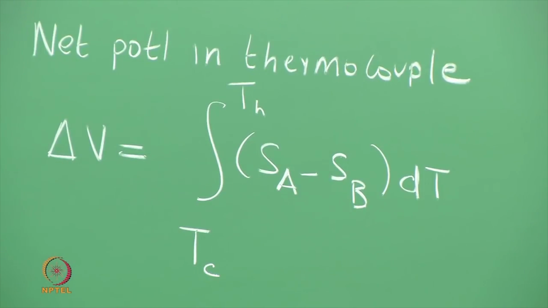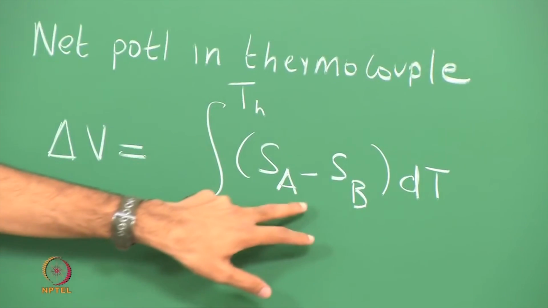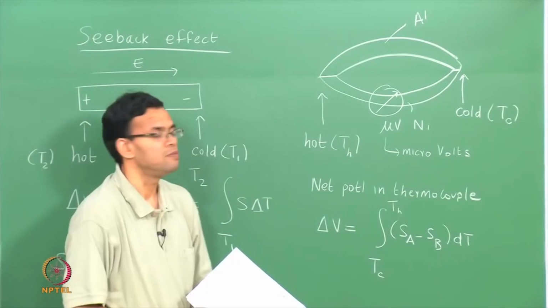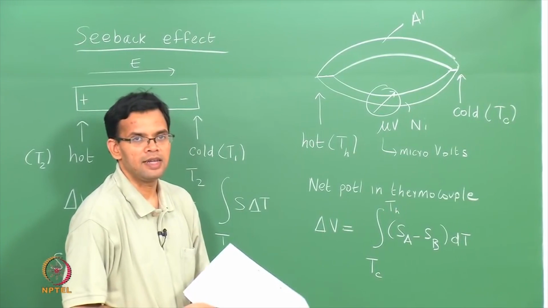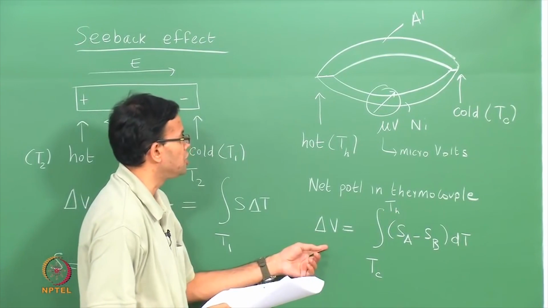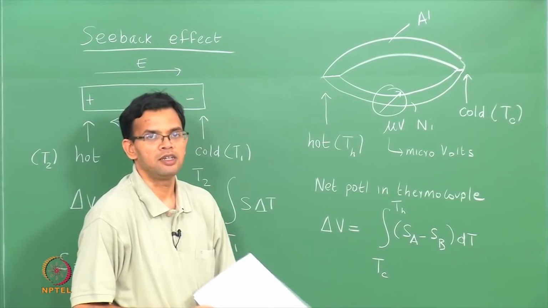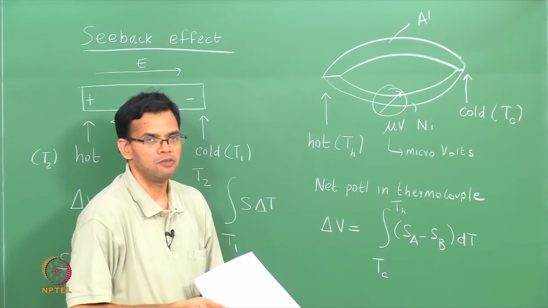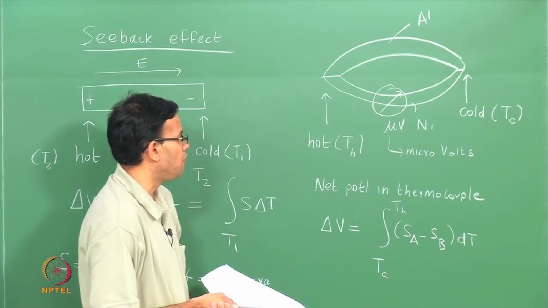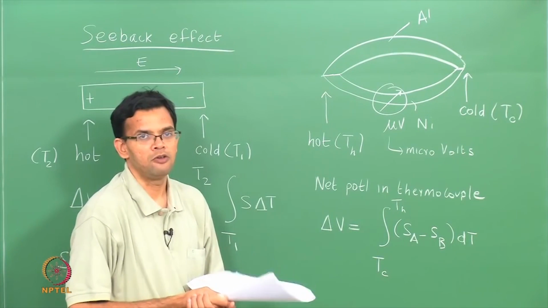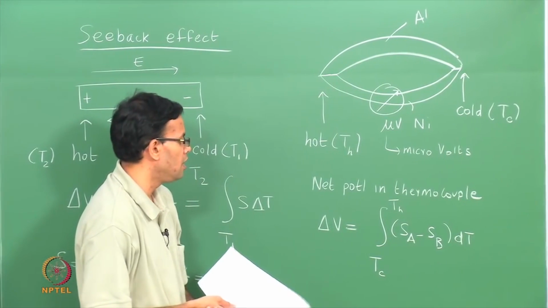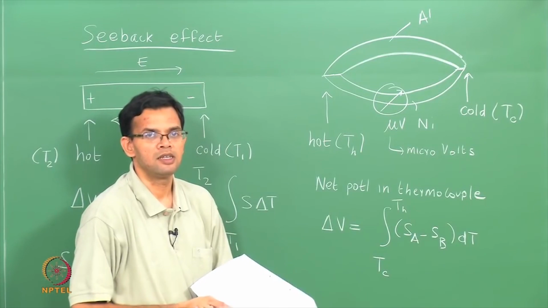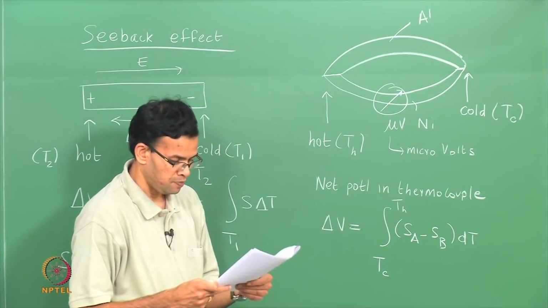So, depending upon the temperature and the difference in the Seebeck coefficients, you will have a net potential in the thermocouple. Usually there are tabulated values for this potential for a given pair of materials, which again depend upon the operating range of these materials. So, if you want to find the temperature of an unknown furnace or sample, by measuring the potential and then using standard tables, we can calculate the temperature.